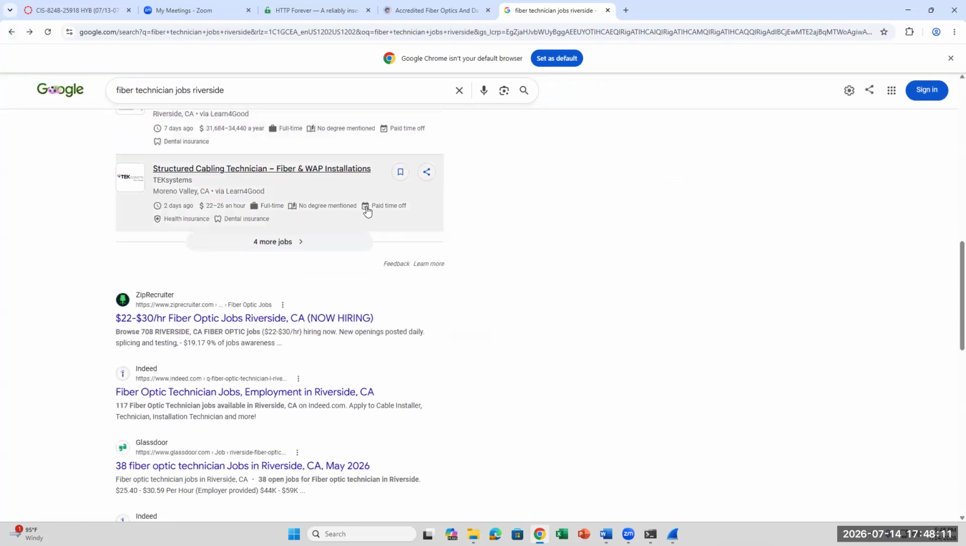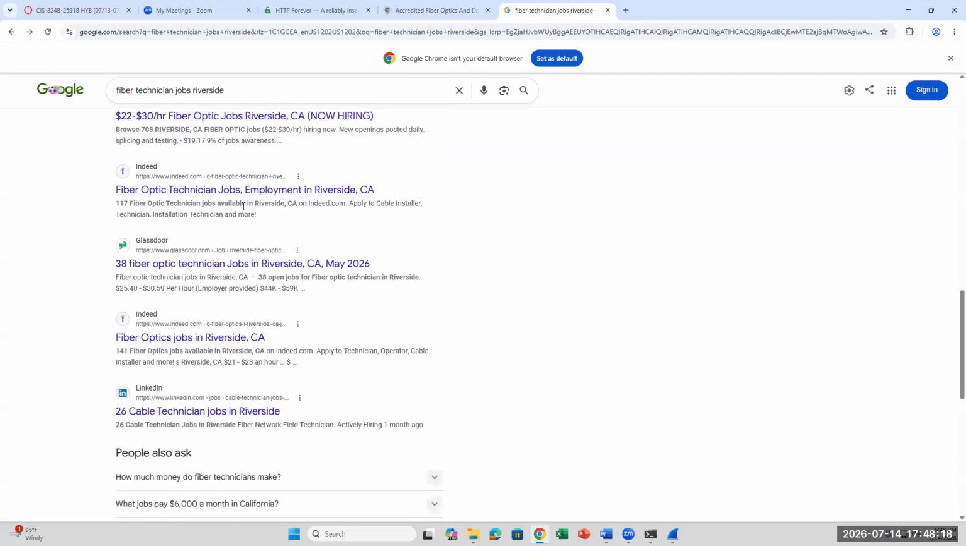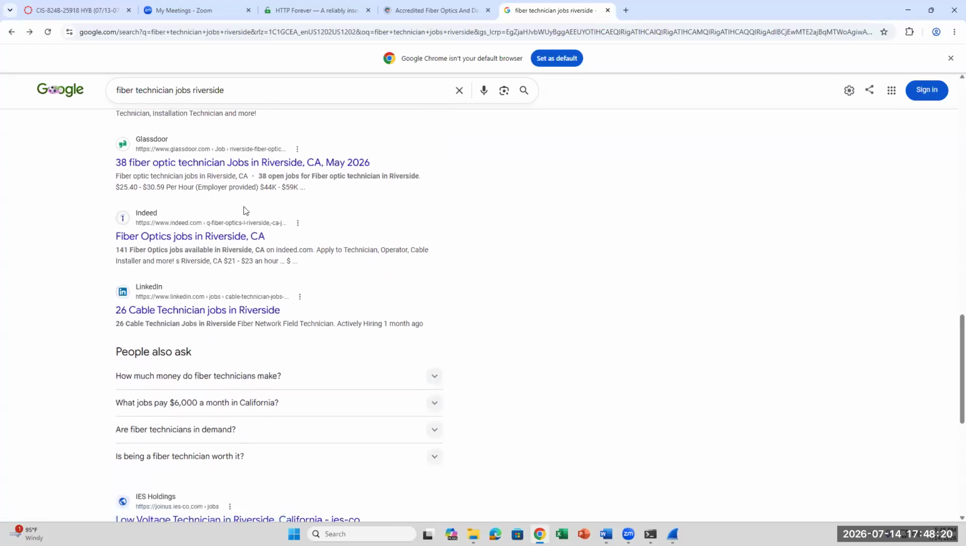Google is going to give me some figures. Now, the $20 to $30 ones are the data cabling ones, right? But fiber optic can make a lot more money than 20 to 30 bucks, because $20 to $30 an hour is not very much these days.